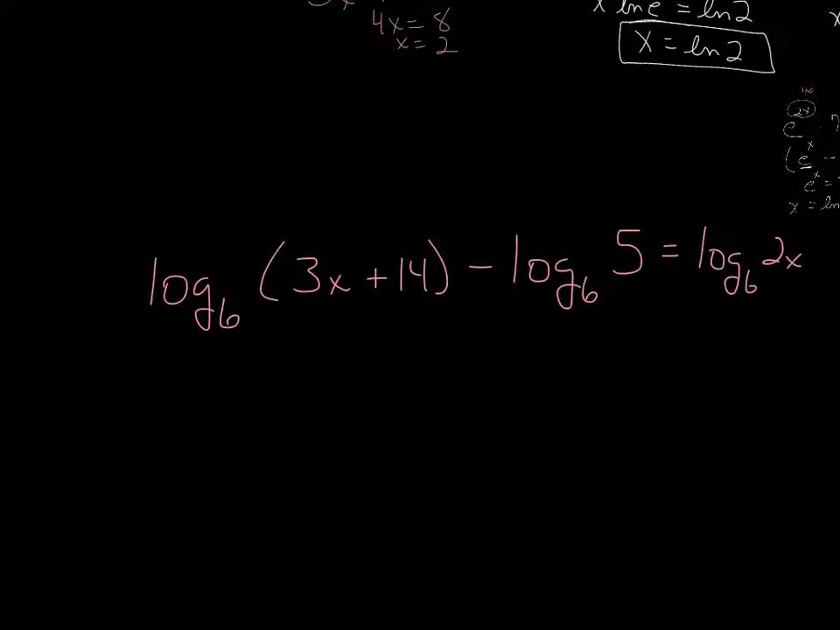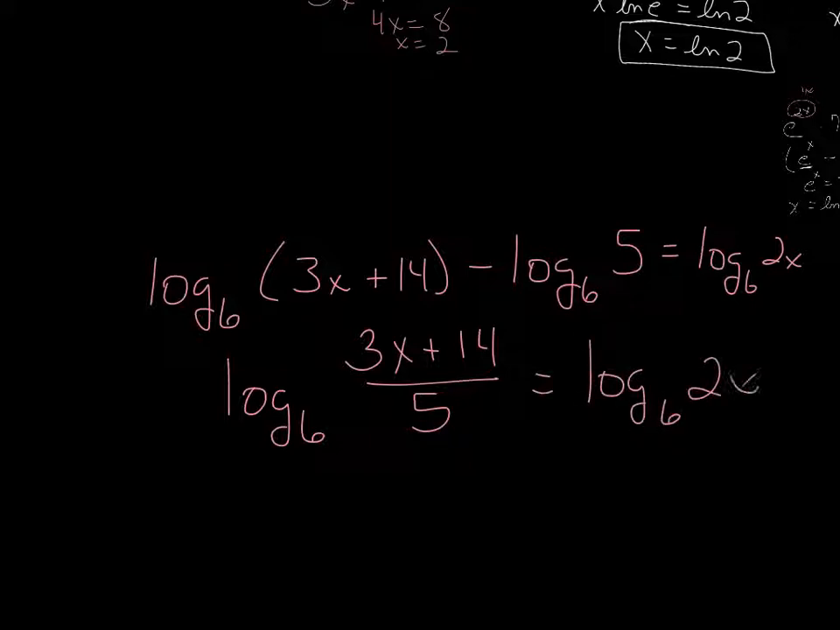Good job. So what you're going to want to do is subtract 5 from 3x plus 14. Is that what I want to do? Yes, it is. It's going to be 3x plus 14 over 5. When we subtract, when we condense, it becomes a division problem. But you were right that we have to condense it.